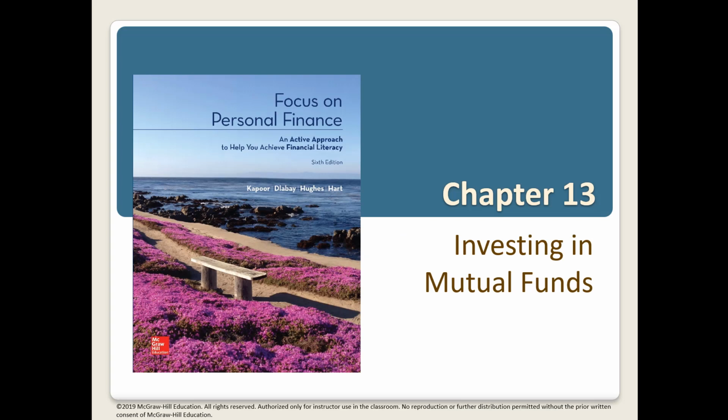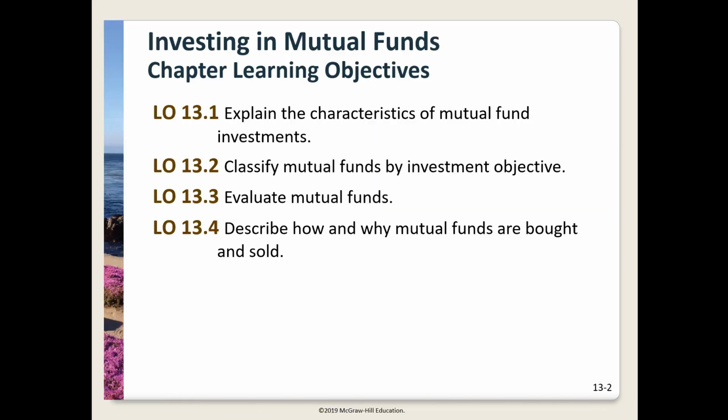Chapter 13 is our last chapter on investing, this time focusing on mutual funds. As with all chapters, here are our learning objectives. Number 1, explain the characteristics of mutual fund investments. Number 2, classify mutual funds by investment objective. Number 3, evaluate mutual funds. And 4, describe how and why mutual funds are bought and sold.